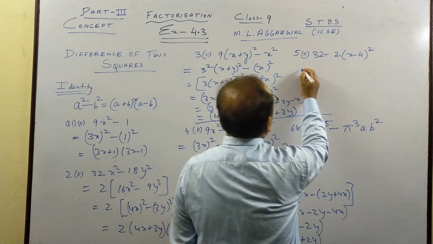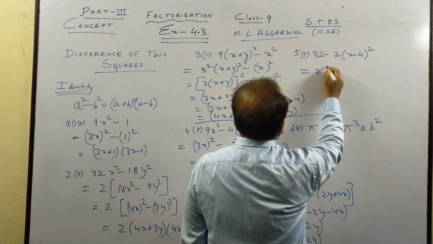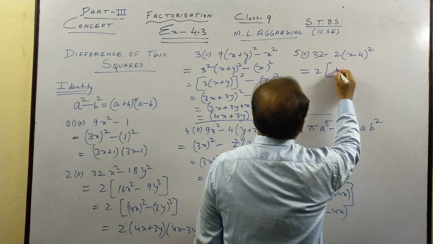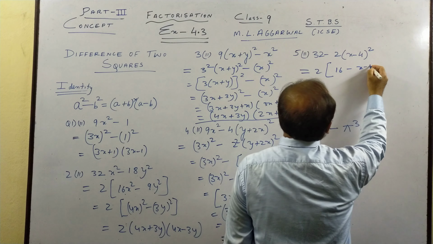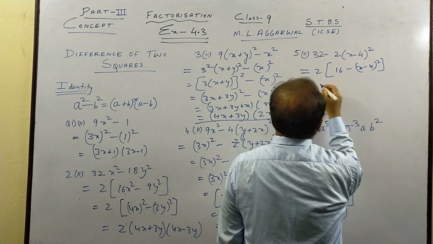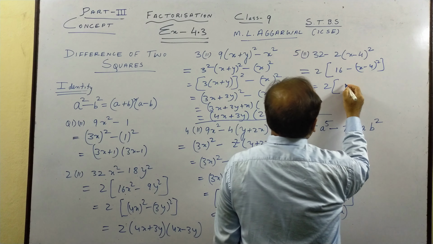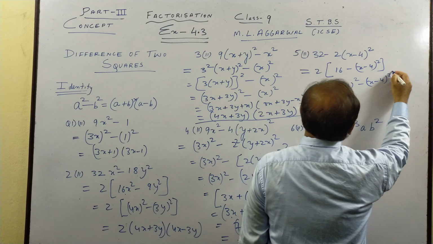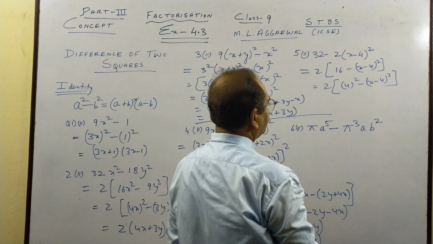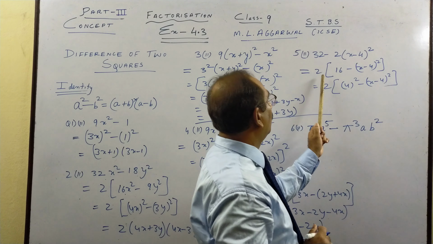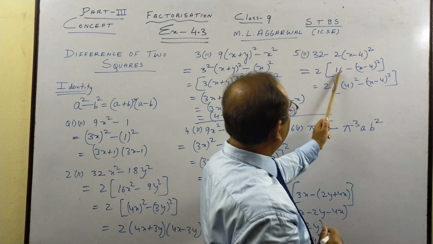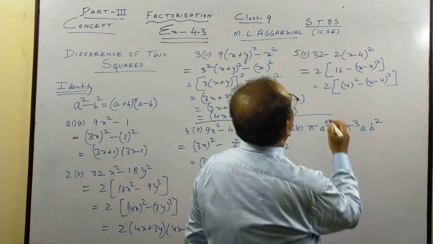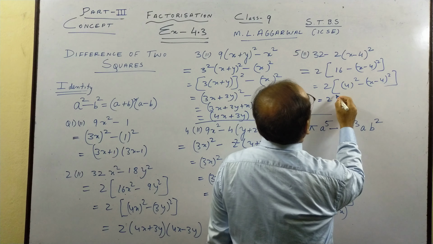So here we take out 2, so we get 16 minus (x minus 4) whole square. So this is 4 square minus (x minus 4) whole square. So we come to 4, 2 we take out, 16 minus x square. So now we will apply the formula.